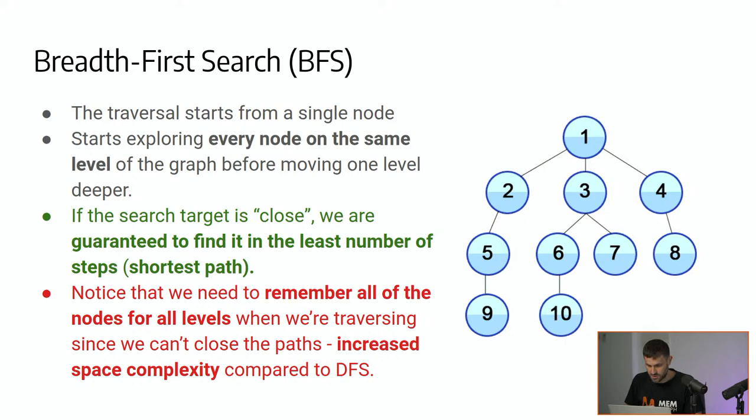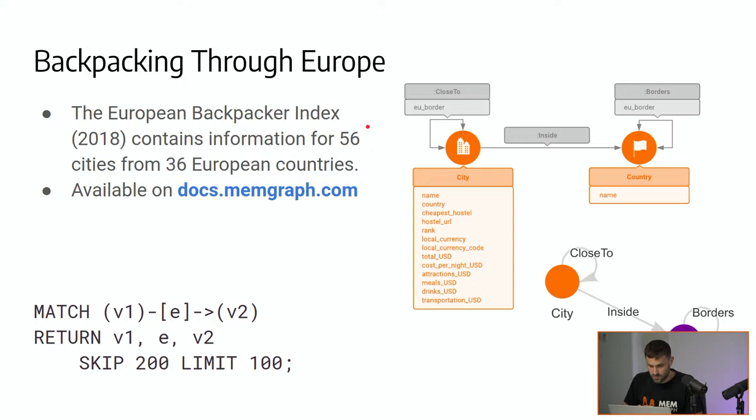So to showcase all that, I'm going to spin up the Backpacking Through Europe dataset, which is available on docs.memgraph.com. It's a very simple dataset, so it has countries within Europe and cities within these countries, and each city is close to some other city. Also, each city could be inside a country, and countries between themselves have borders.